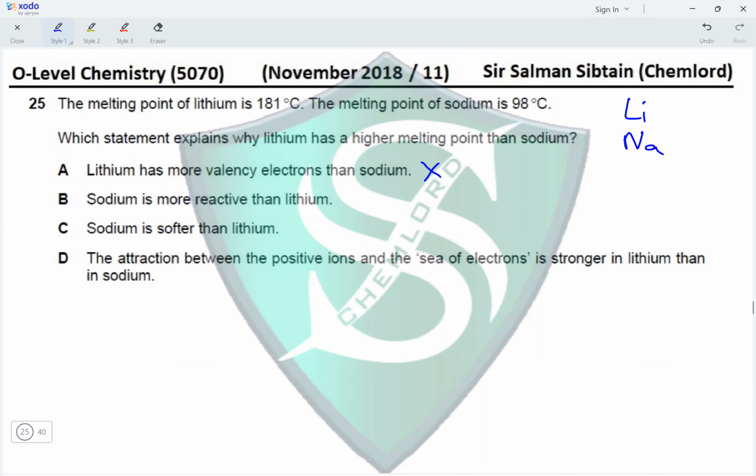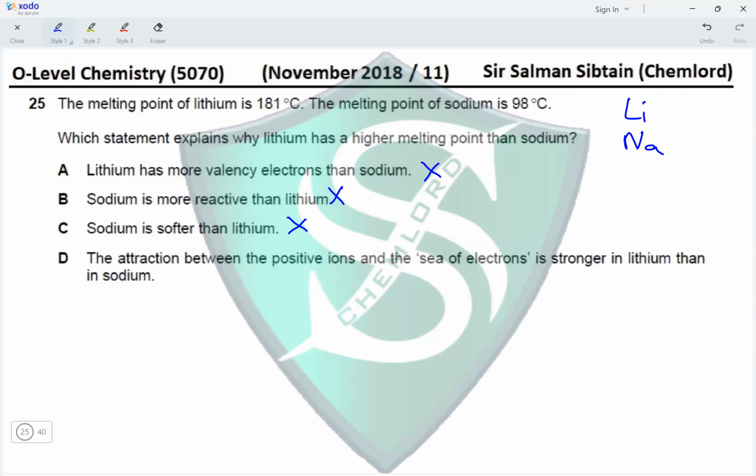Sodium is more reactive than lithium. Yes, this is true, but it is not a reason for sodium having a lower melting point. Sodium is softer than lithium. No, lithium is softer than sodium. The attraction between the positive ions and the sea of electrons is stronger in lithium than in sodium. Yes, because the metallic bond strength is stronger in lithium than in sodium, lithium would have a higher melting point.